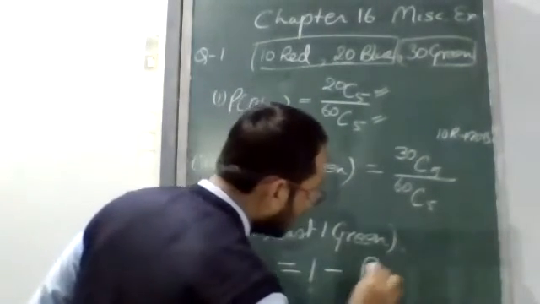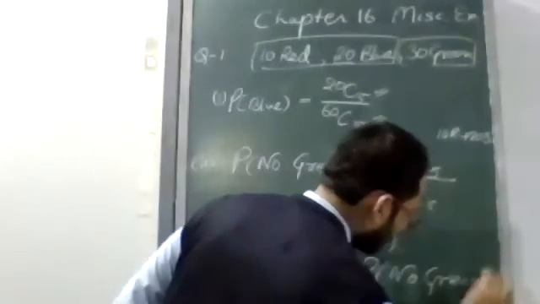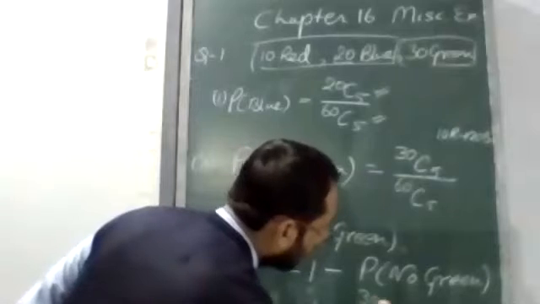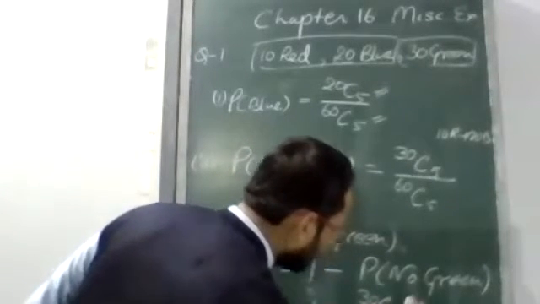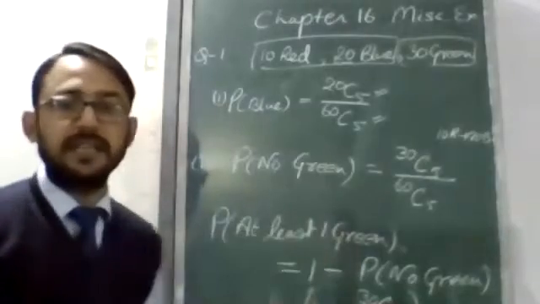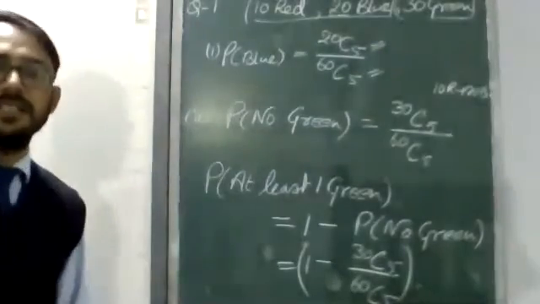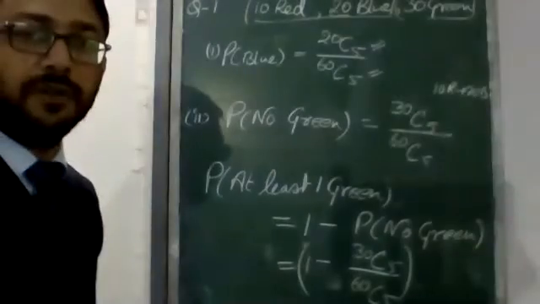One minus the probability of no green marble. So 1 minus 30C5 on 60C5. This will give us the result of at least one green marble. This is giving us the condition of at least one green marble. So I suppose you all will be able to think on this situation. So let us think.